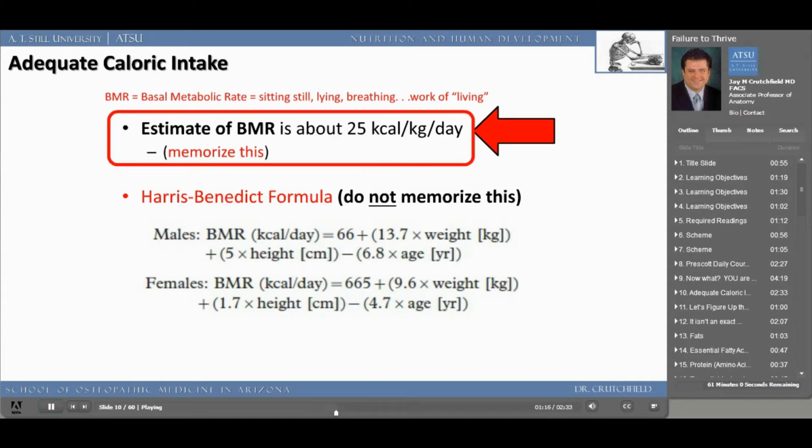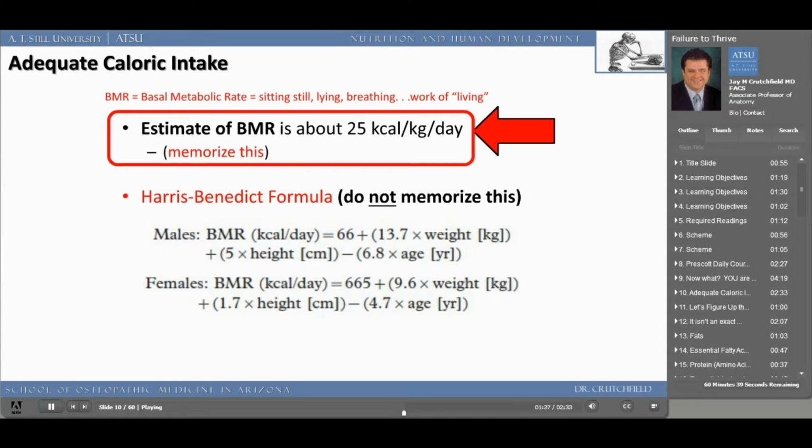The mathematical way is called the Harris-Benedict formula, and you don't need to memorize this, but you do need to know it exists, and dietitians will use it on your patients in the hospital. The Harris-Benedict formula calculates for a male or female, depending on gender and depending on their weight, height, and age, the amount of calories they need.